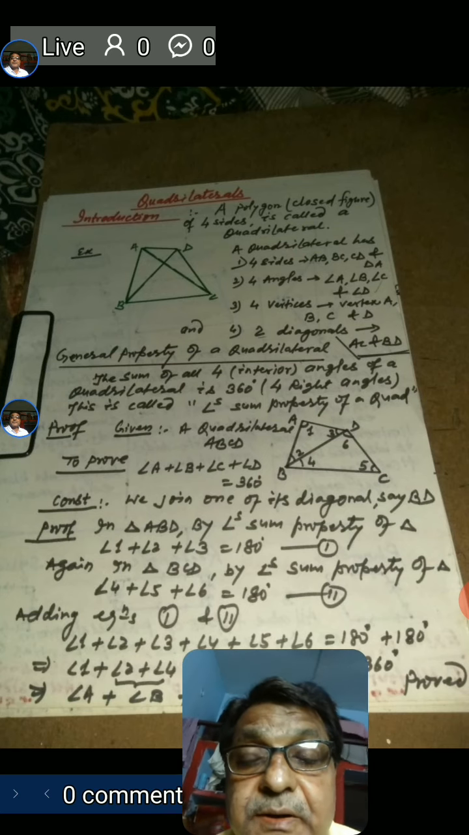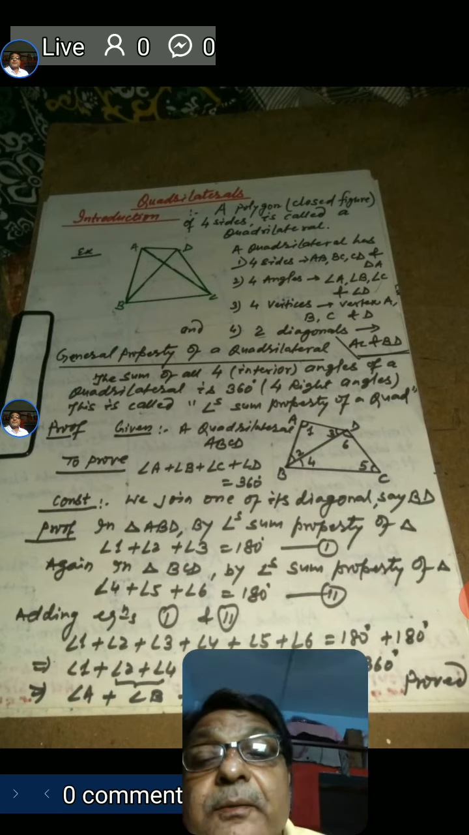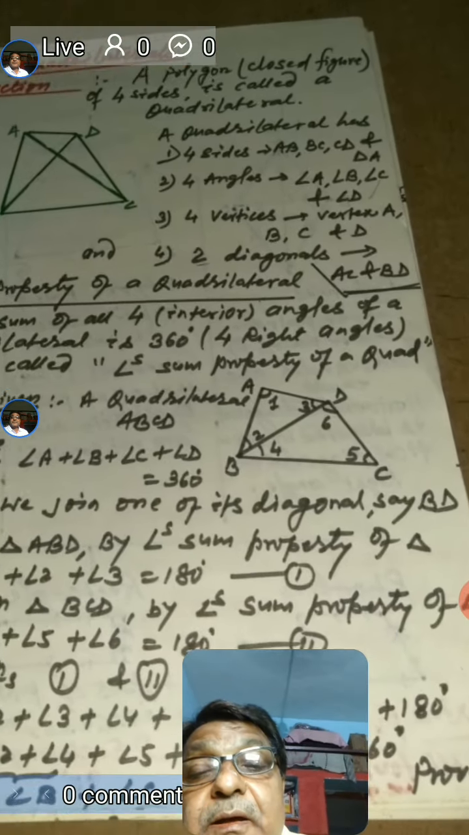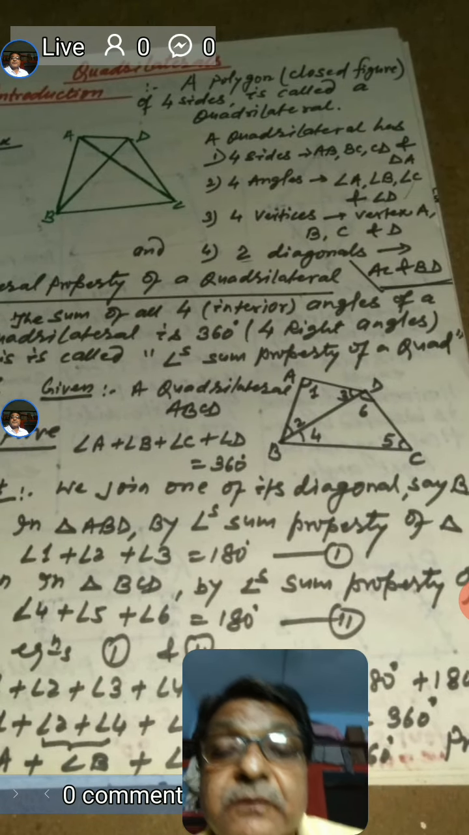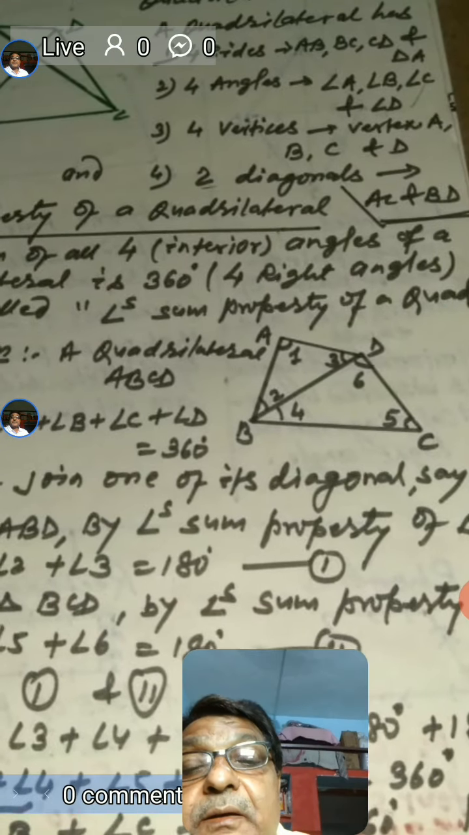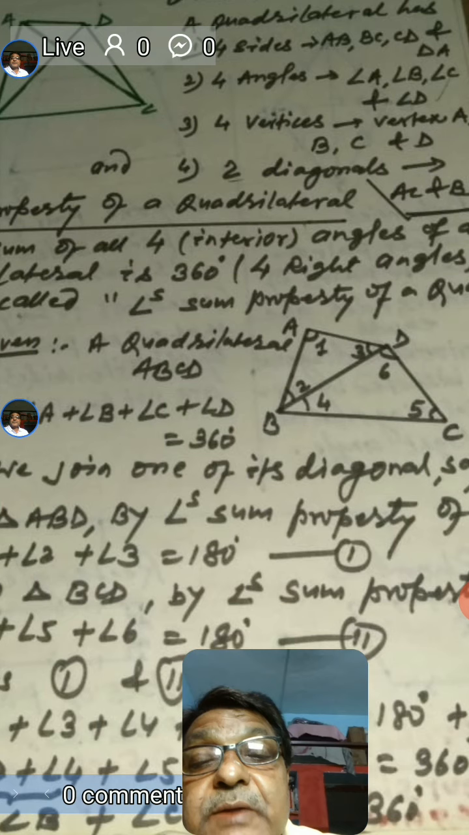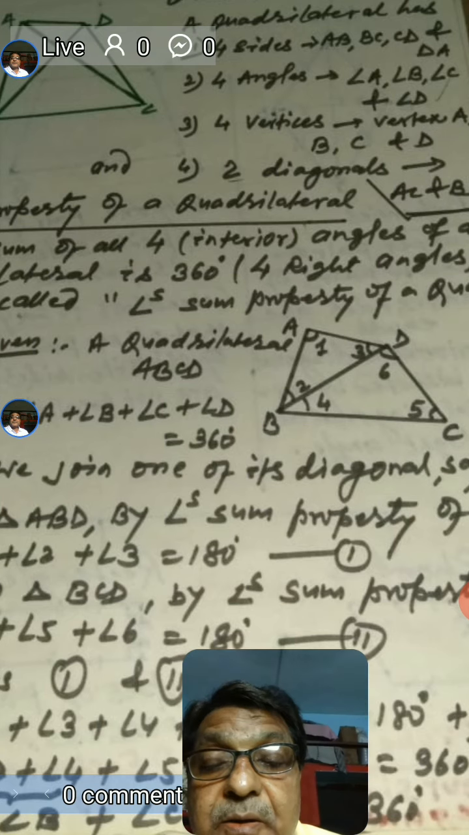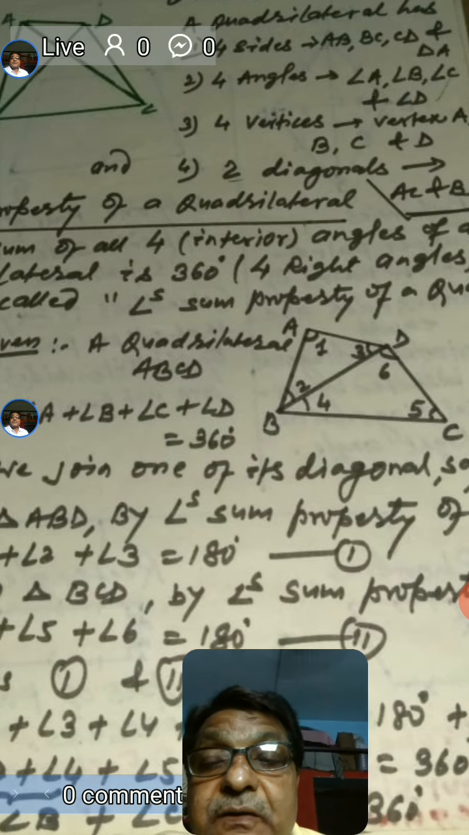We can prove it also with the help of the angle sum property of a triangle. So using the angle sum property of a triangle, we can prove how the sum of all angles of a quadrilateral is 360. So here you see, given is quadrilateral ABCD. To prove that angle A plus angle B plus angle C plus angle D is equal to 360.